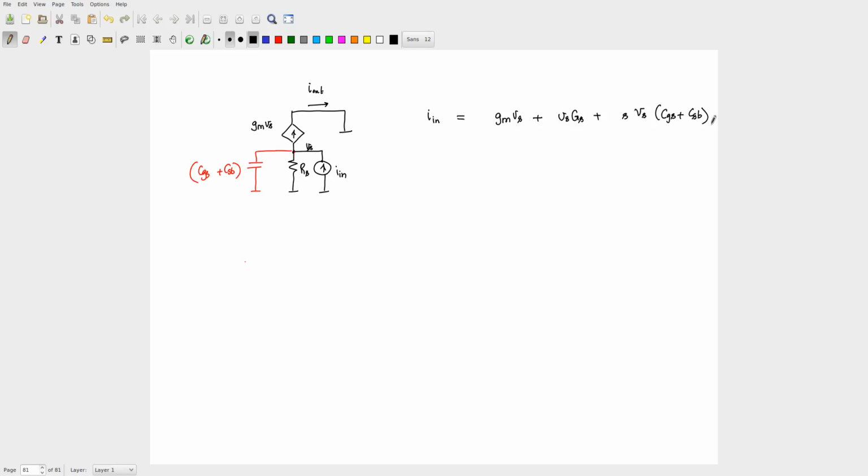So, and then what is your I out? What is I out? Gm Vs. So now can you simplify this? So Vs is nothing but In divided by Gm plus Gs plus s times Cgs plus CSB. Which one? Okay. Other way around, no?